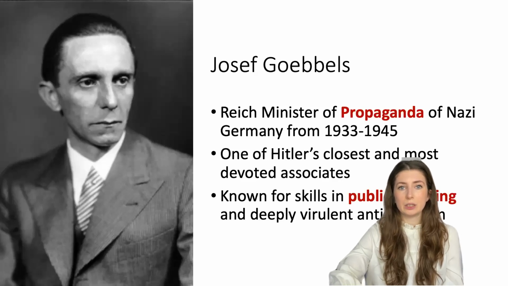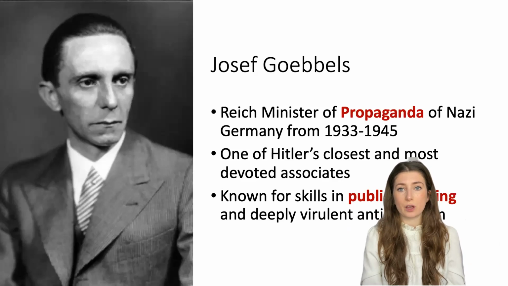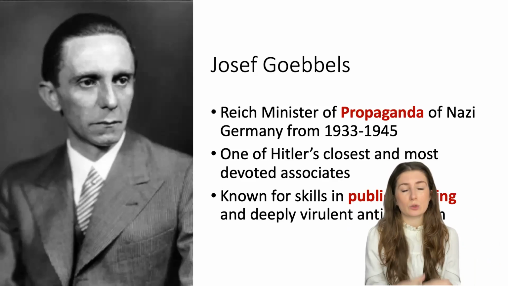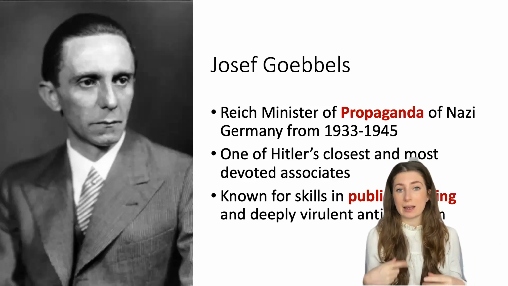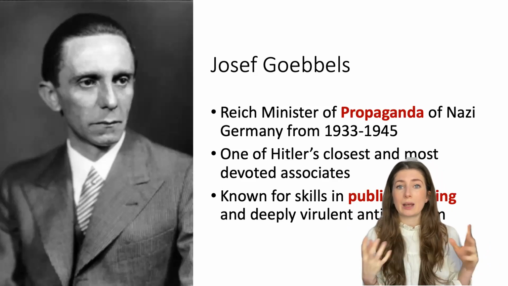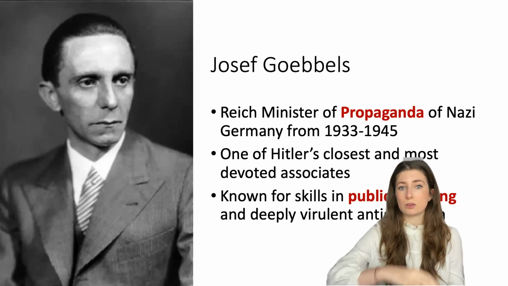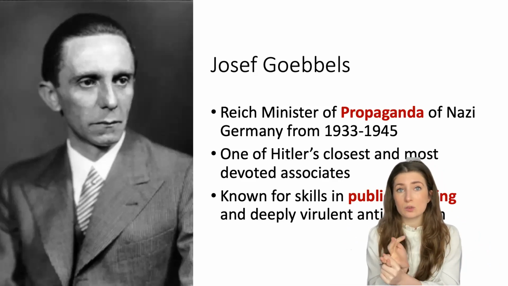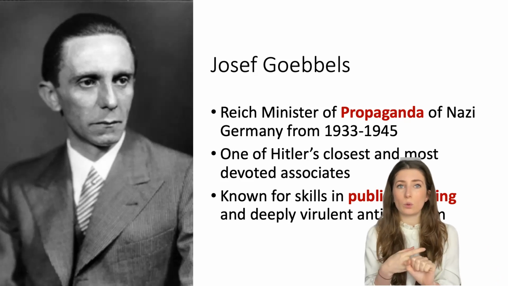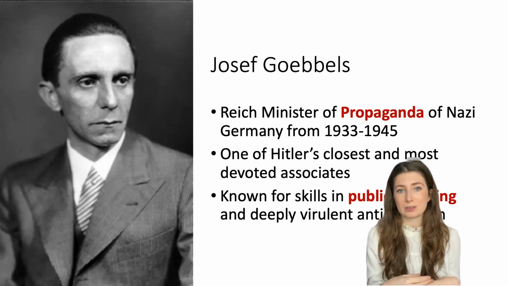So Goebbels. Now, Goebbels was the Reich Minister of Propaganda of Nazi Germany from 1933 to 1945. He was incredibly skilled at his job. And in a later video, you can watch it to see all of the different propaganda techniques that he used to try and ensure loyalty from the people. Now, he was one of Hitler's closest and most devoted associates, and he was known for his skills in public speaking and his deeply set anti-Semitism, which we see through his speaking, through his communications with his friends and colleagues, and also through the nature of the propaganda that he puts out.